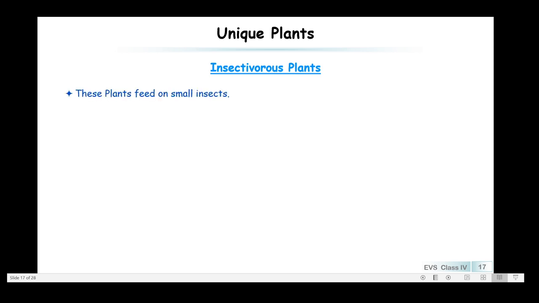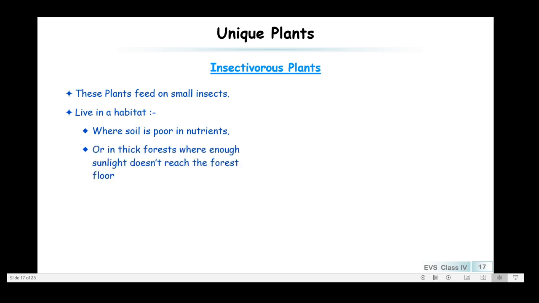So these plants feed on small insects and live in a habitat where soil is poor in nutrition. That means these plants are found in places where the soil cannot cater to the enough nutrients that are required by them, or in thick forest where enough sunlight does not reach the forest floor.